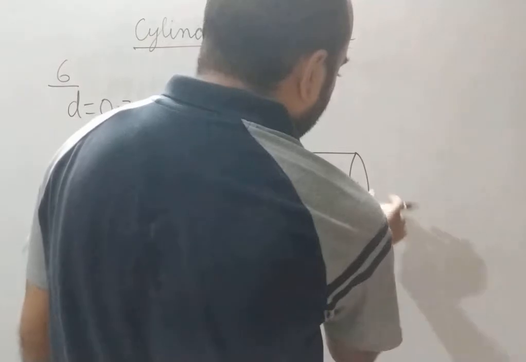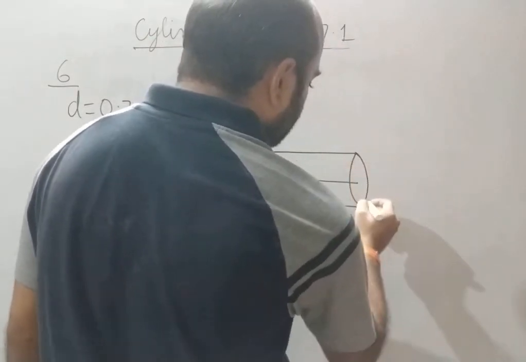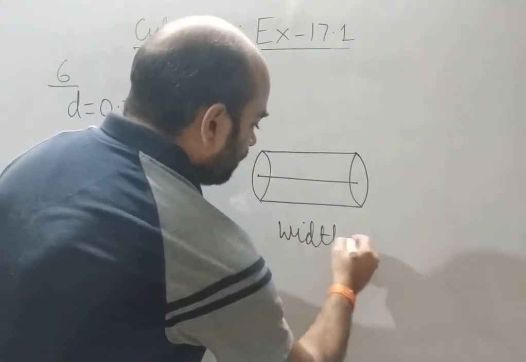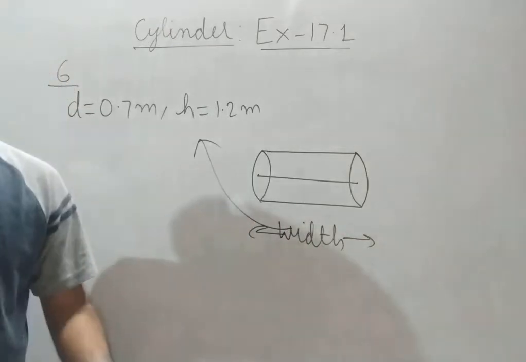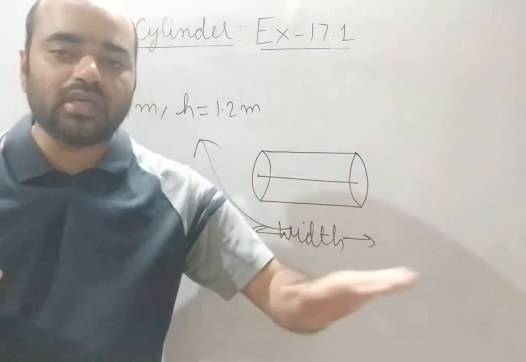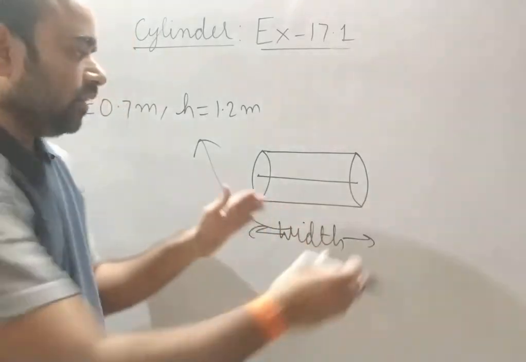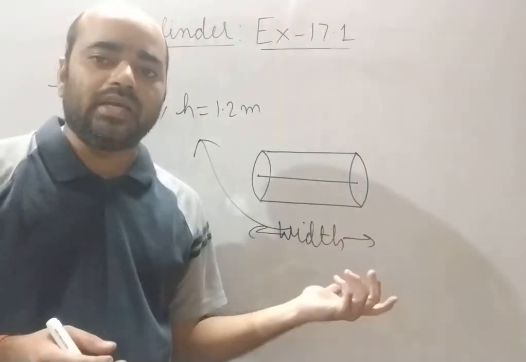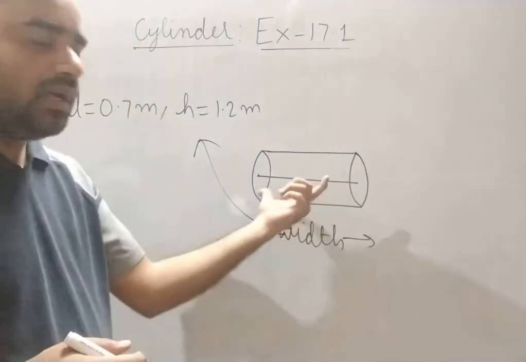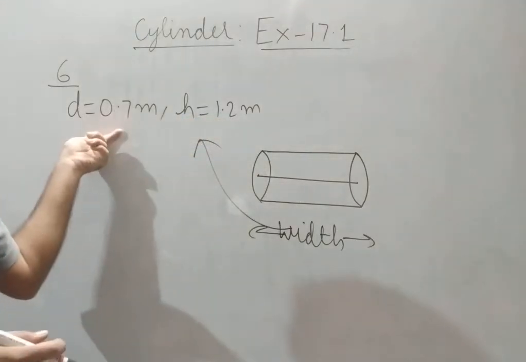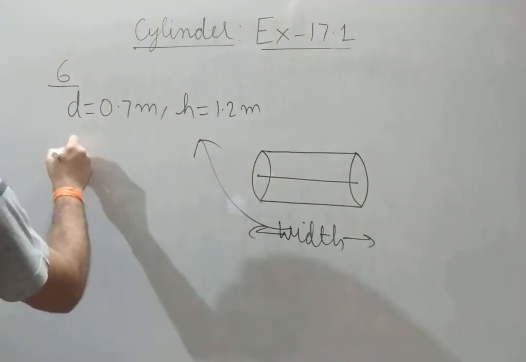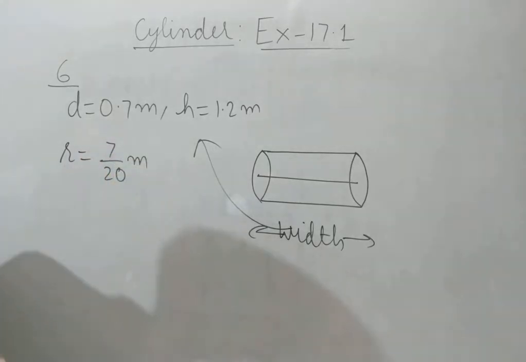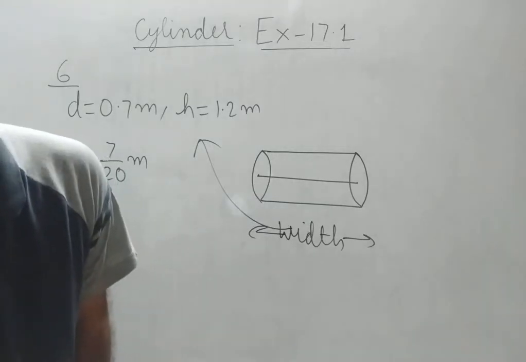So you can see in this shape width means height. Why? If the cylinder is in horizontal position, the height will become the width. And if it is in vertical position, height will be the same. Understood what is the meaning of width? Width means height. Diameter is 0.7 meter. It means radius will be 7 by 20 meter. Correct? So both the units are same, meter and meter.